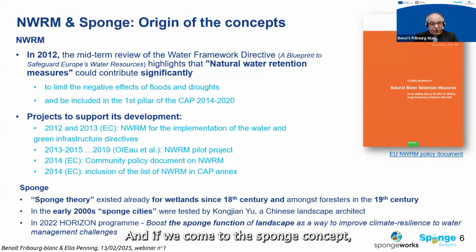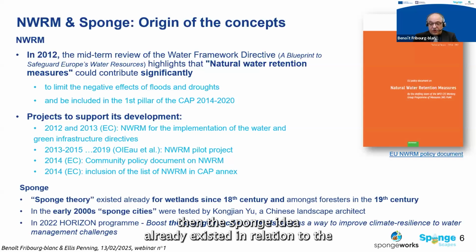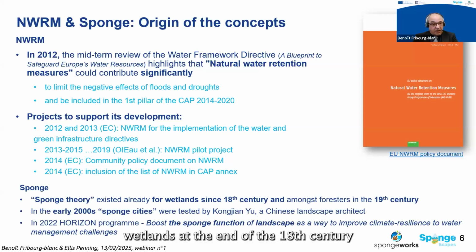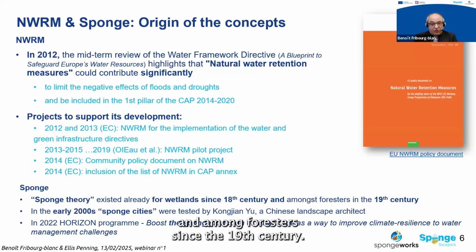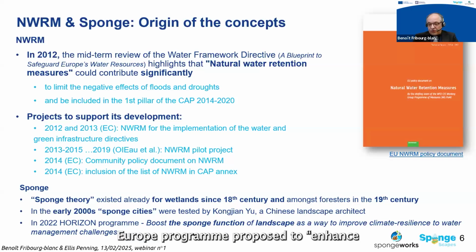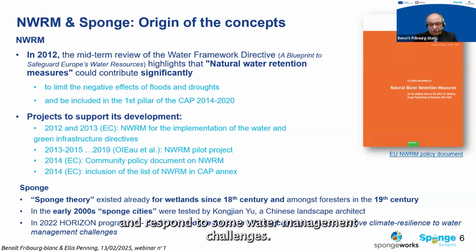And if we come to the sponge, the sponge theory already existed for wetlands since the 18th century and among foresters since the 19th century. So it's quite an ancient concept. In the early 2000s, we heard a bit more about sponge cities, which were tested in China and were then extended with the sponge city strategy that China is developing and also communicating on. And in 2022, the Horizon program proposed to boost the sponge function of landscapes so as to improve climate resilience to water management challenges.